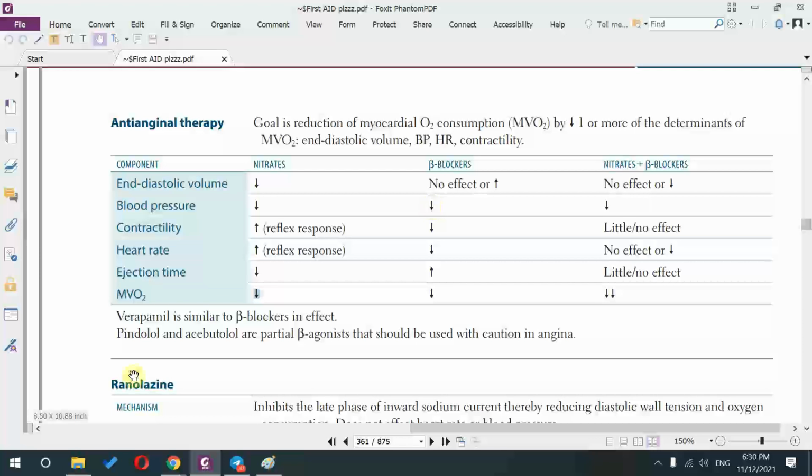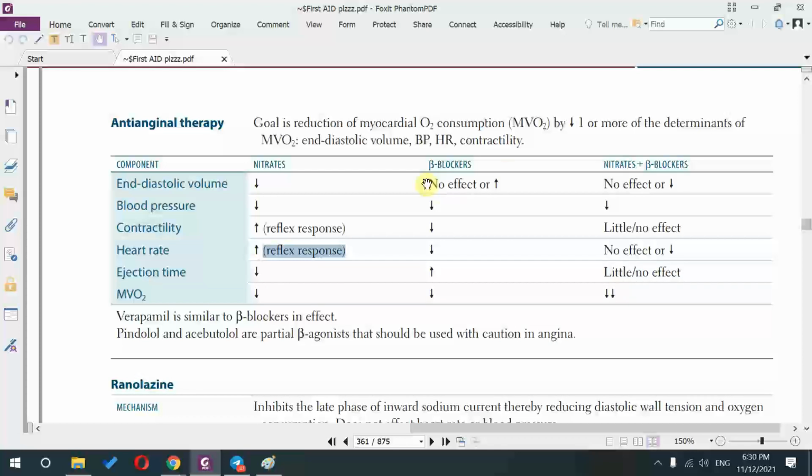Okay, so if we speak about the nitrate, now tell me, good or bad? Is this good or bad? The first one. Is this good or bad? Is this good or bad? Bad. This one is bad. Why? Because there is more consumption of oxygen. Is this one good or bad? It's bad as well. Yeah, more heart rate, more O2 consumption. Okay, so ejection time is reduced, that's good, and MVO is reduced, that's good.